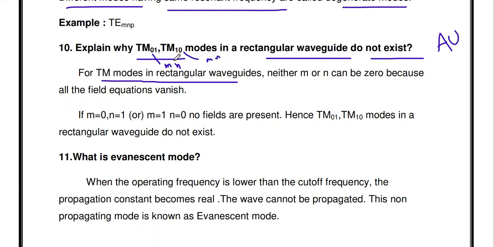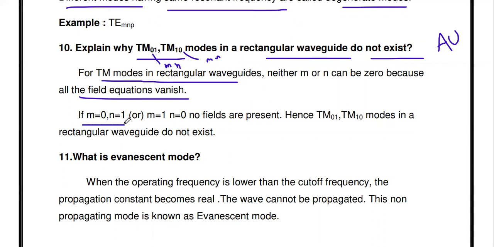Okay, so either M equal to 0 or N equal to 0. If you substitute these M and N values in our field equations, already we derived the field equations for the rectangular waveguide, you know, the EX, EY, EZ components. In those components, if you substitute either M equal to 0 or N equal to 0, the total field equations vanish. So all field equations tend to be 0. That's why the TM01 and TM10 modes in rectangular waveguide do not exist.